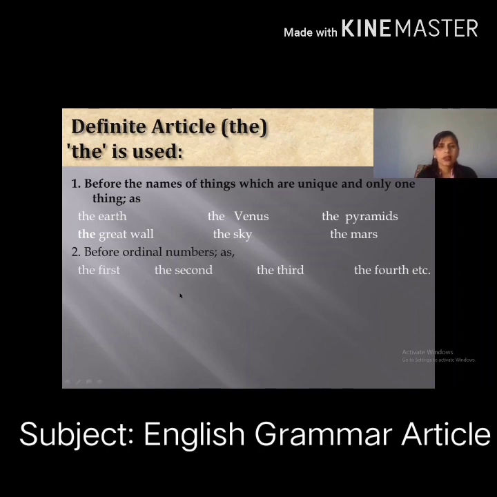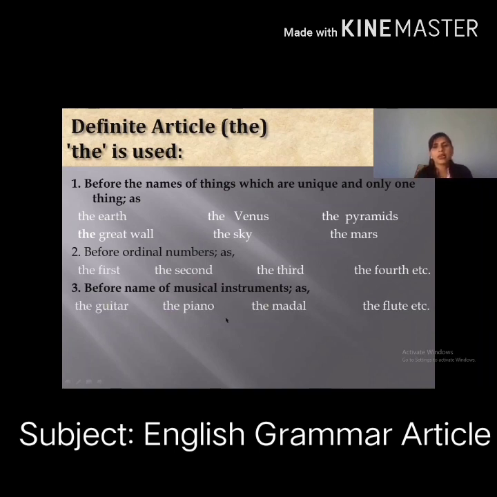The is used before the name of a musical instrument. Example, guitar, piano, mandolin, flute. These are musical instruments.